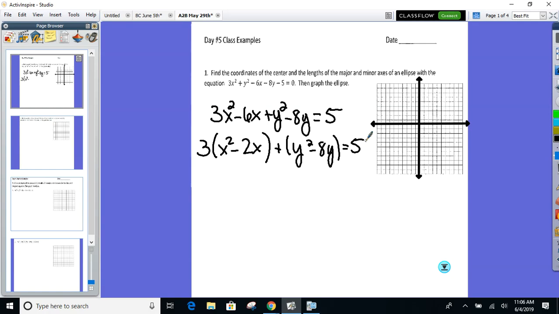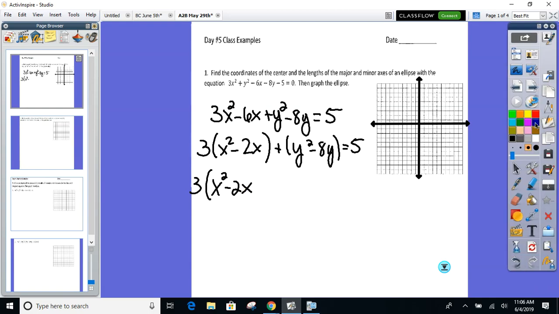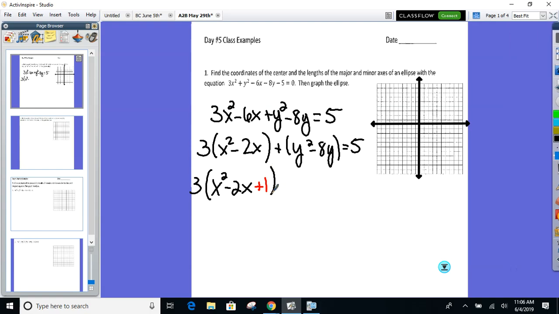So everyone in your mind, don't yell anything out right now. In your head, take half of -2 and square it. Everyone got that number? That's what you add now to the x's. So minus 2x, what was that number you got in your head? +1. So I'm going to add 1. All right. Add 1.